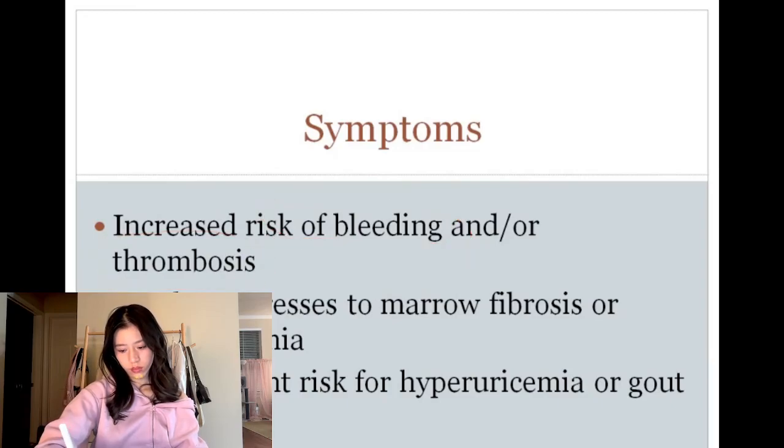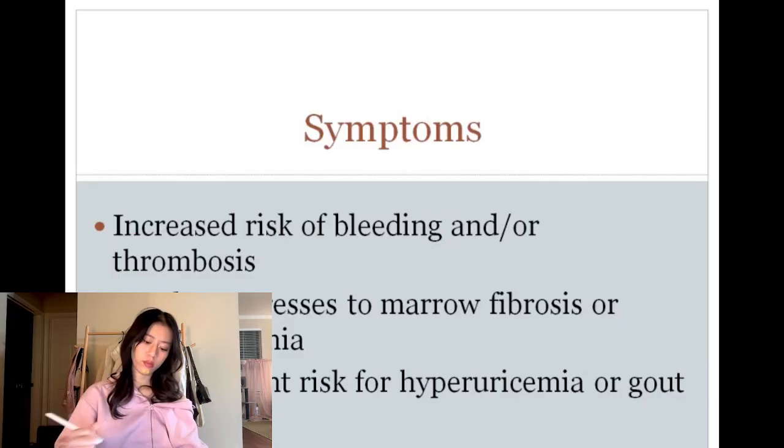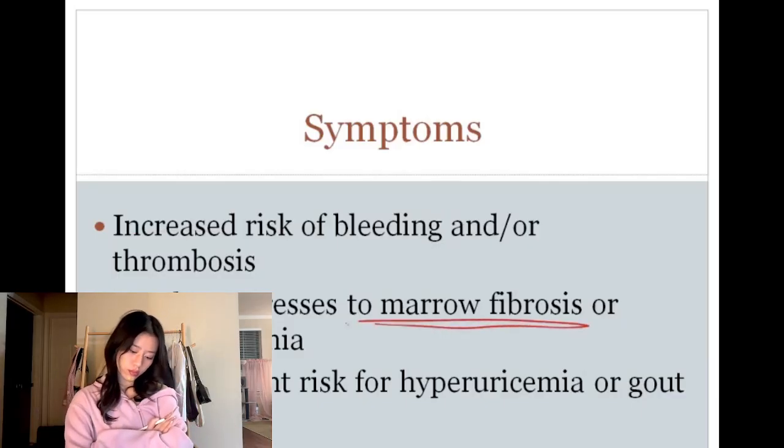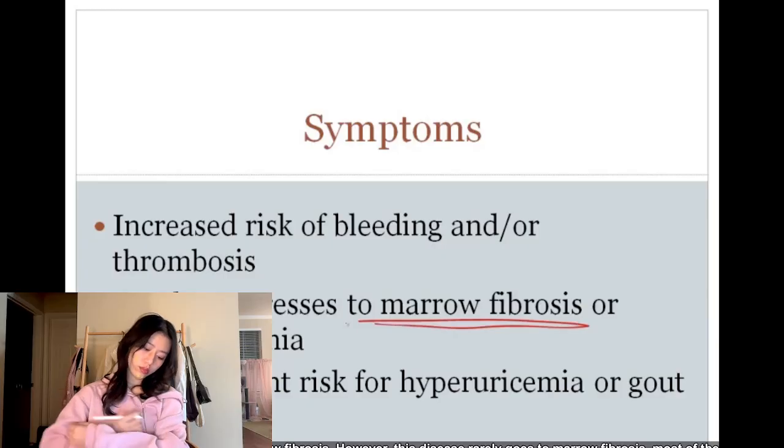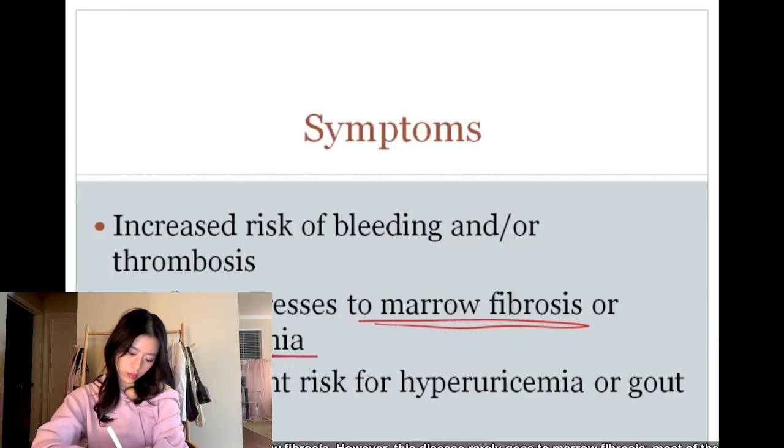Now, most of the myeloproliferative disorders have the ability to eventually burn out, and they would result in marrow fibrosis. However, this disease rarely goes to marrow fibrosis. Most of the myeloproliferative disorders have the ability to develop into acute leukemia. This disease rarely develops into acute leukemia. What is particularly important is that there is no significant risk for hyperuricemia or gout.